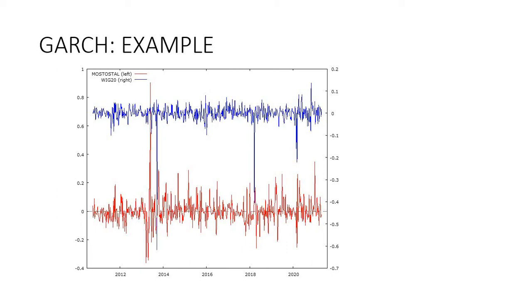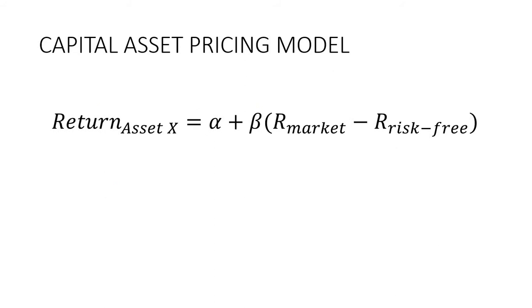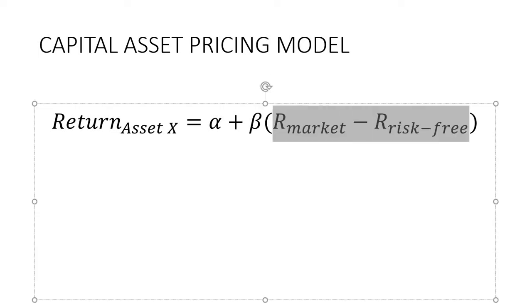And we will apply GARCH model in order to estimate capital asset pricing model. The capital asset pricing model is a very popular tool in financial analysis, and according to this model, return on asset can be analyzed as linear combination of alpha, constant term, and the product of market beta and market premium. So this term, aggregate return from market minus risk-free rate, stands for market premium. It's like reward for risk.